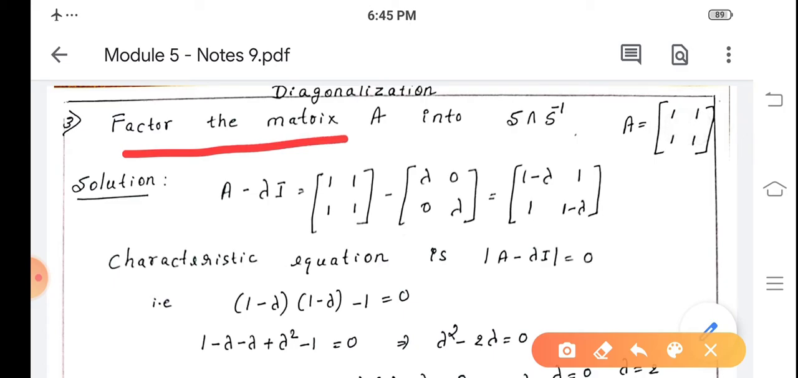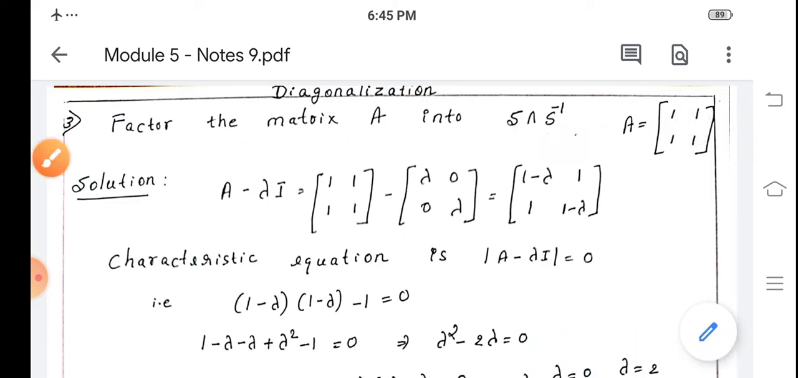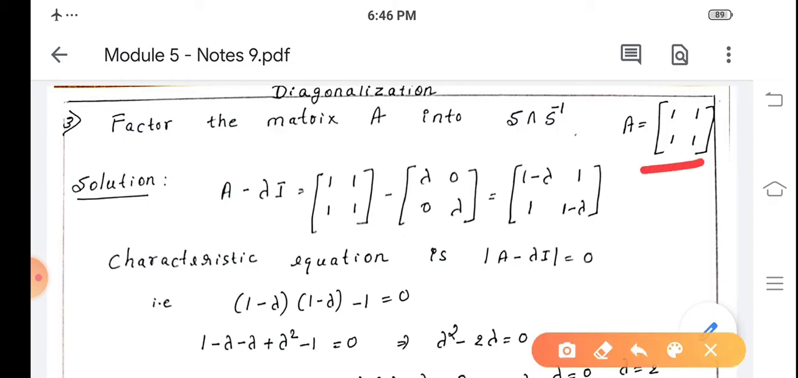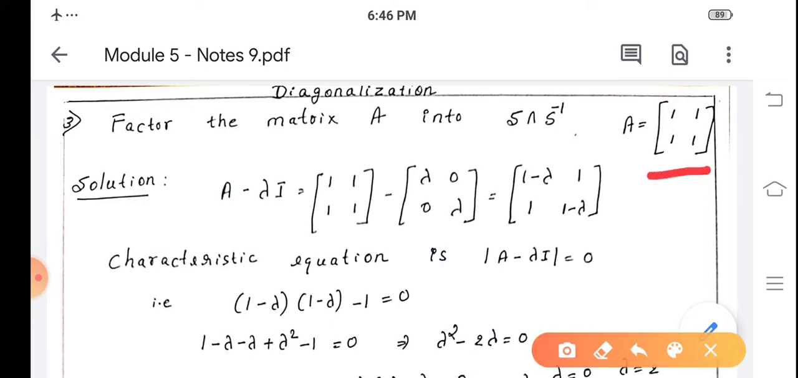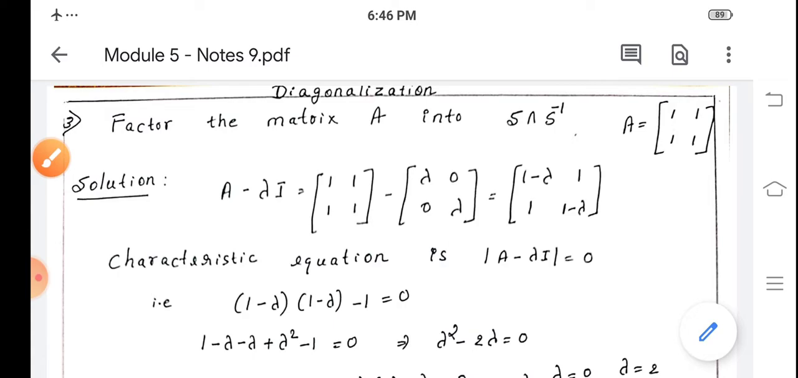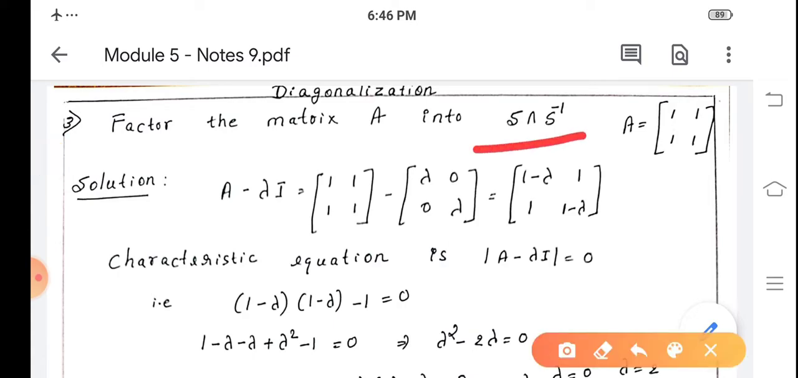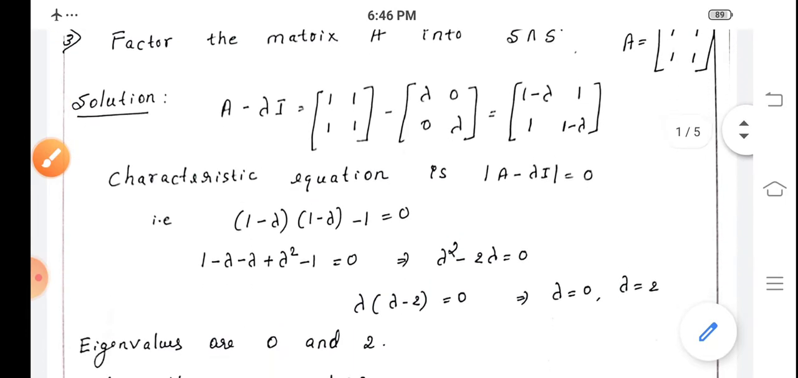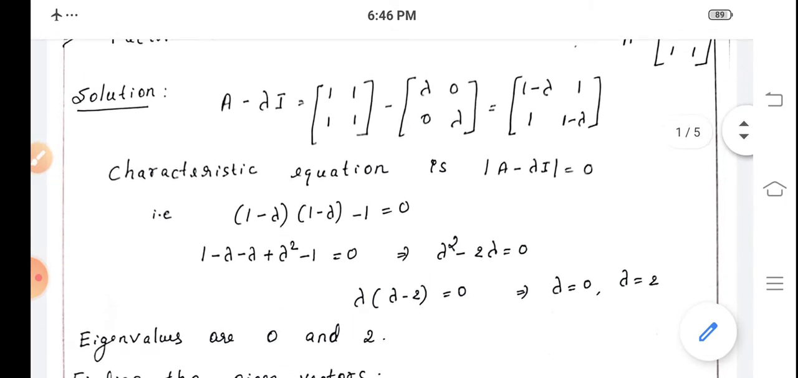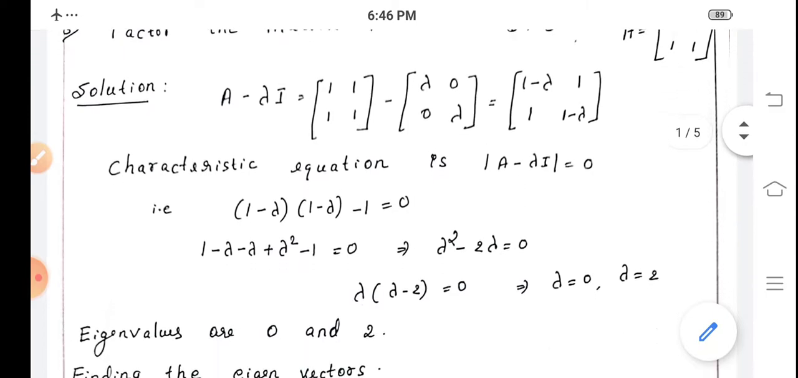Question number 3. Factor the matrix A into S capital lambda S inverse, where matrix A is given by first row 1 1, second row 1 1. This is a given matrix. So we have to factor the matrix A into S capital lambda S inverse. To factor the matrix, first we require eigenvalues and eigenvectors.